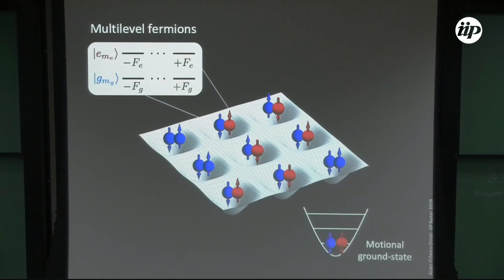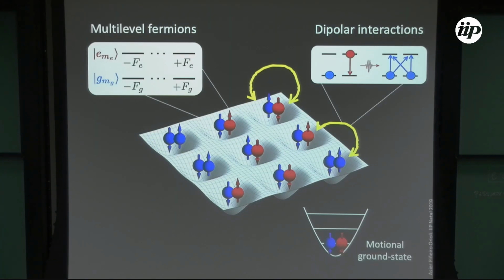Now, each atom is going to be a multi-level fermion with an internal structure like this, from a degenerate ground state with an angular momentum of Fg, and a degenerate excited state with an angular momentum Fe. As I was mentioning before, these atoms interact with each other via dipolar interactions, both between different sites and also on the same site. And the interactions can involve all possible transitions between all these levels.